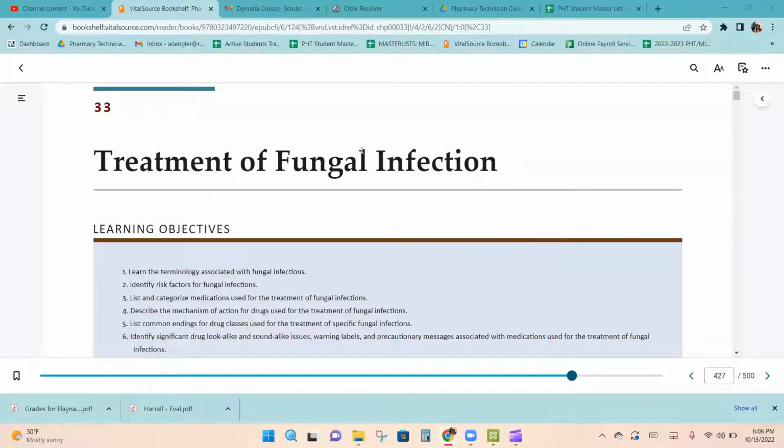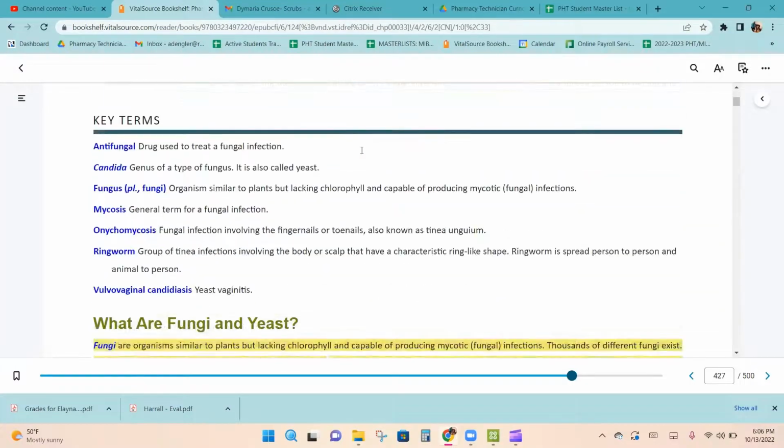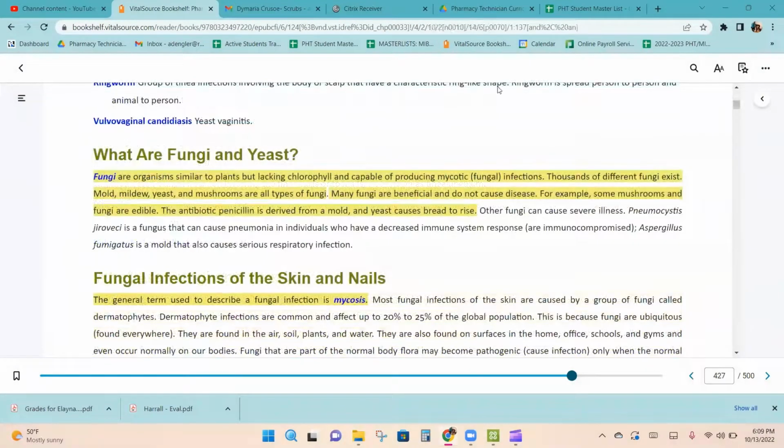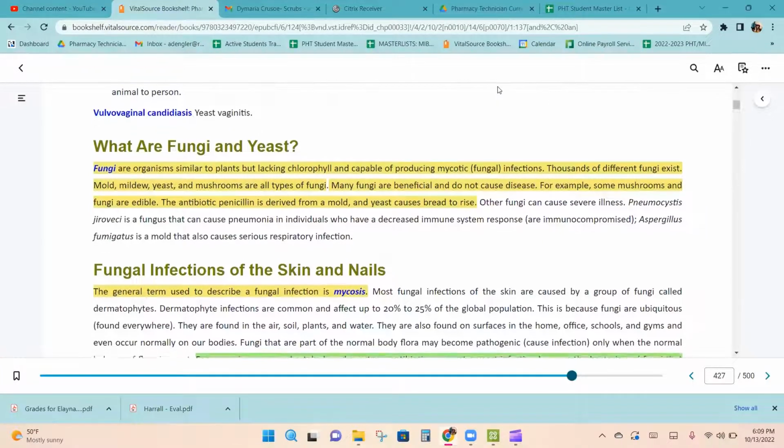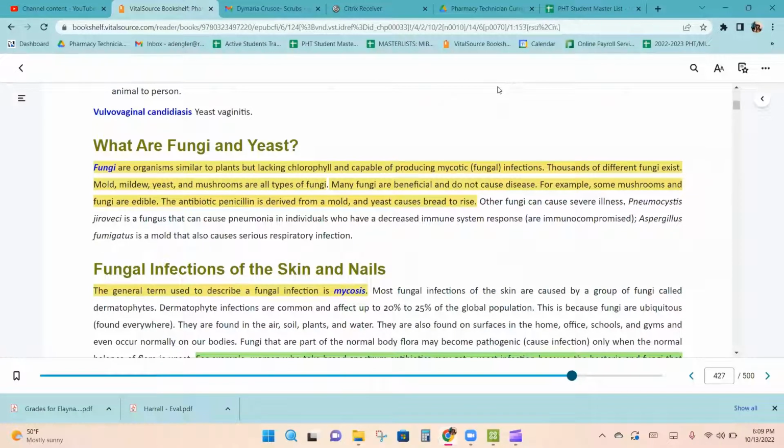Chapter 33, Treatment of Fungal Infections. Fungi are organisms similar to plants, but they lack chlorophyll and the capability of producing mycotic, which are fungal infections. Thousands of different fungi exist. Mold, mildew, yeast, and mushrooms are all types of fungi.